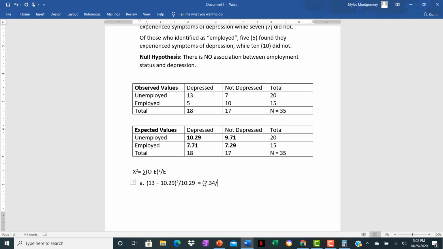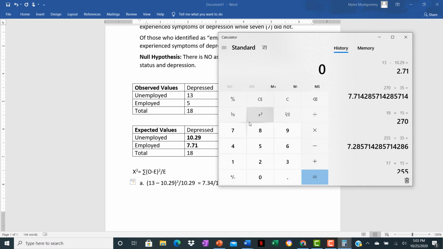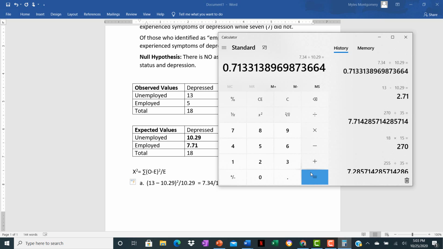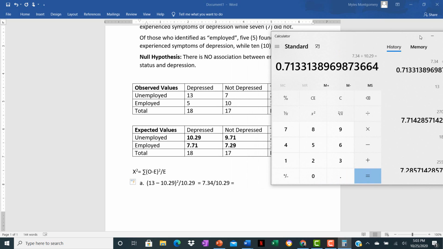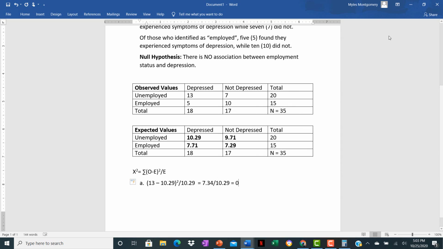Actually, I can take off these parentheses because what I'm going to do now is come down here and give the denominator as 10.29 because that's our expected value. I can already take a look at this number and see it's going to be a decimal, under 1. So let's go ahead and find it. 7.34 divided by 10.29. Well, I knew it would be under 1: 0.71. So let's knock this down. We'll say 0.71.